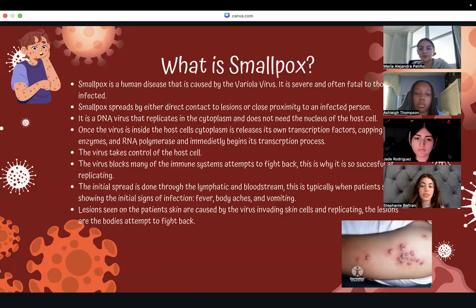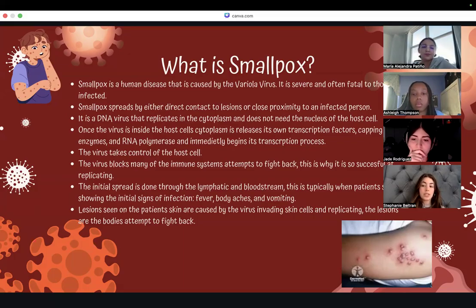The variola virus is a very interesting kind of virus because it does not need the nucleus of the host cell in order to replicate. This kind of virus carries its own transcription machinery and therefore, instead of replicating in the nucleus using the host cell's nucleus and transcription machinery, it uses its own and replicates in the cytoplasm of the cell.